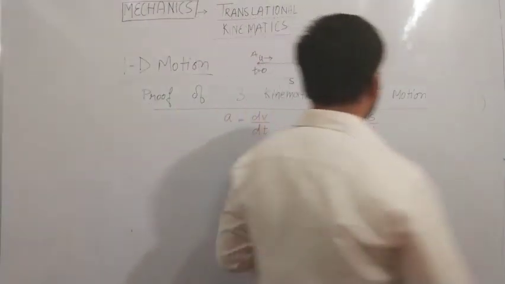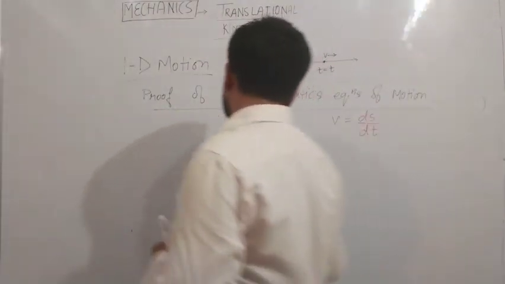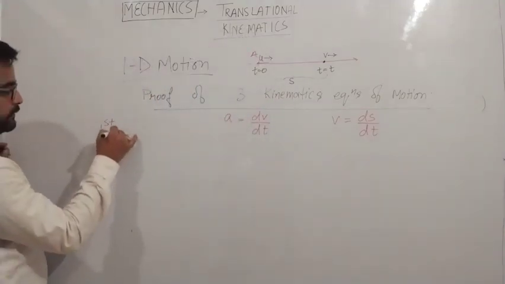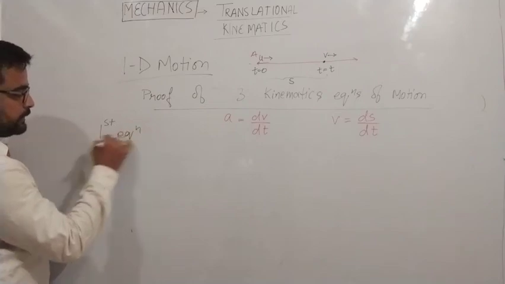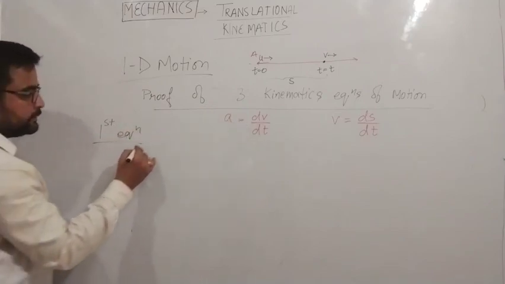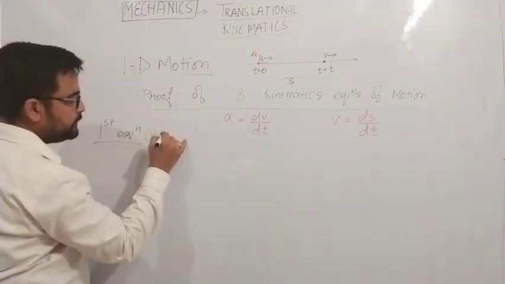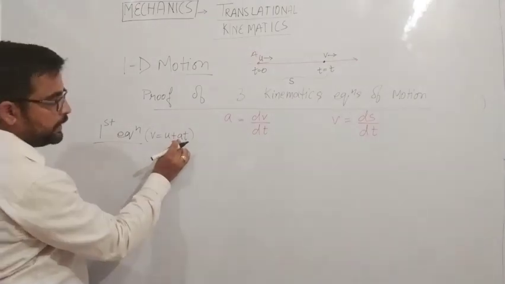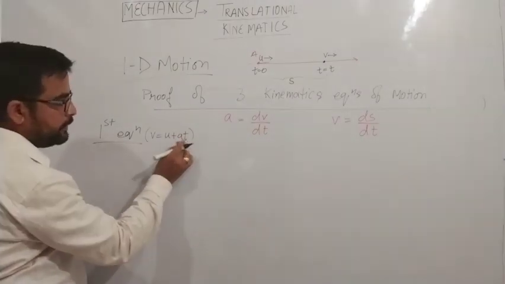So displacement is S. So we will use these two equations. The first equation we have to prove, we will start with this equation: A is equal to dV by dt. See, for the first equation, you know V is equal to U plus AT. So you have to find the relation between A, T and V.